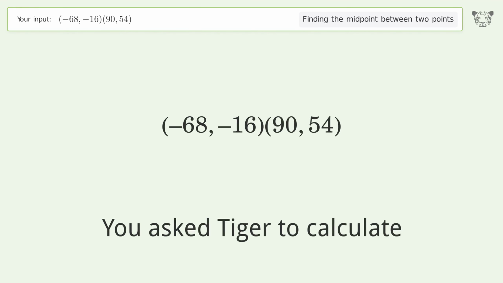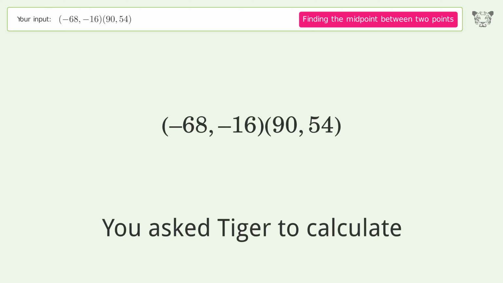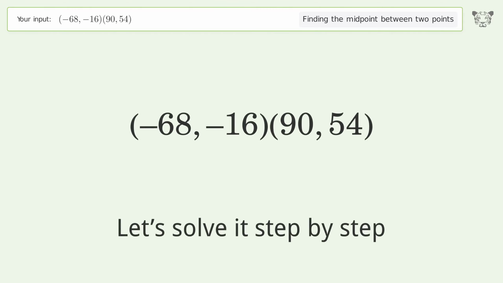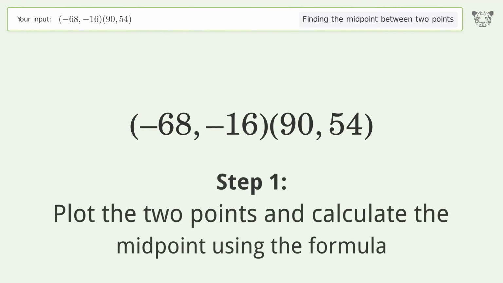You ask Tiger to calculate. This deals with finding the midpoint between 2 points. The midpoint between the 2 points is 11,19. Let's solve it step by step. Plot the 2 points and calculate the midpoint using the formula.